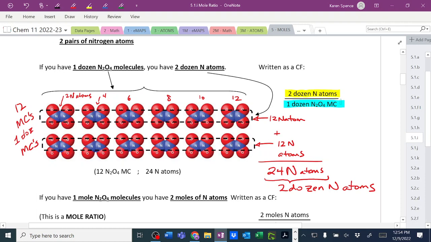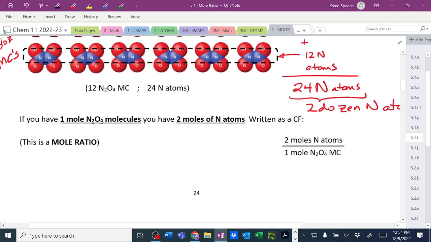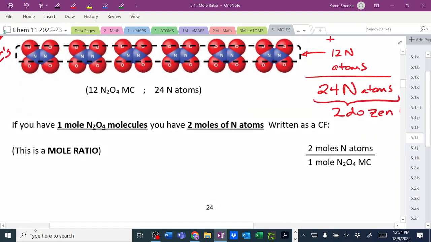And now we're going to scale up even further. I did not draw out a mole of molecules for you. I just wrote it down. If you have 1 mole of N2O4 molecules, you will have 2 moles of N atoms in there. It is still a 2 to 1 ratio. That ratio stays the same whether it's a single molecule or a mole of molecules. Okay?